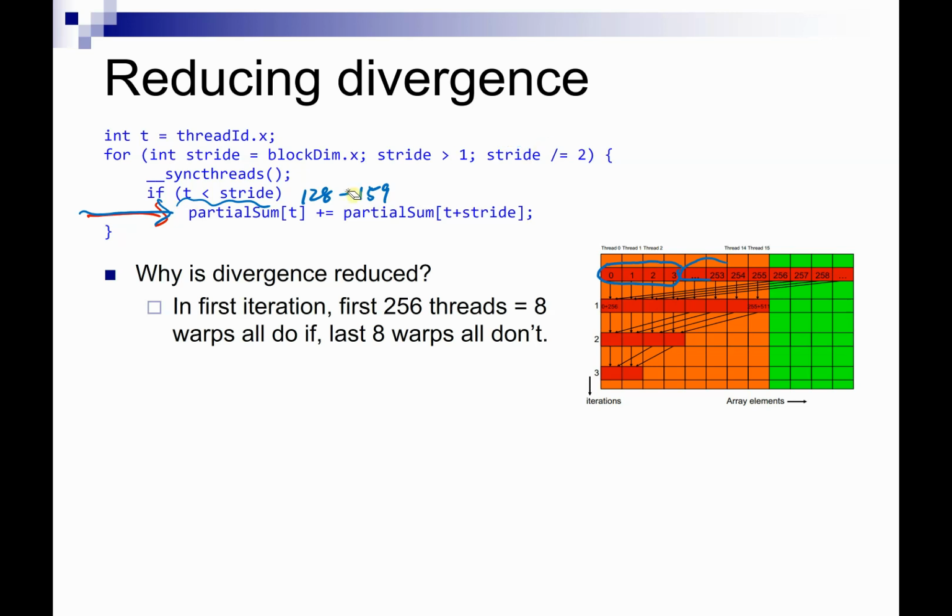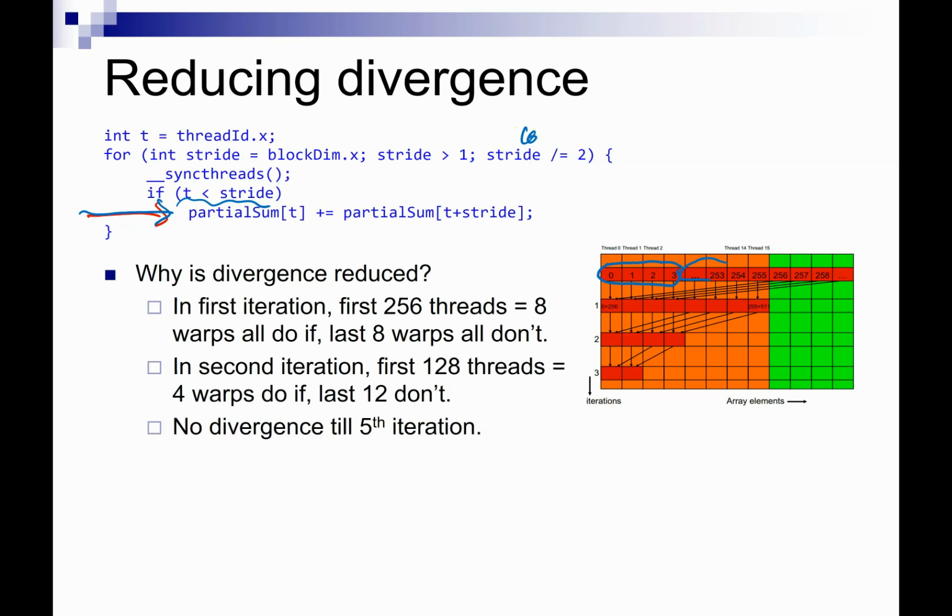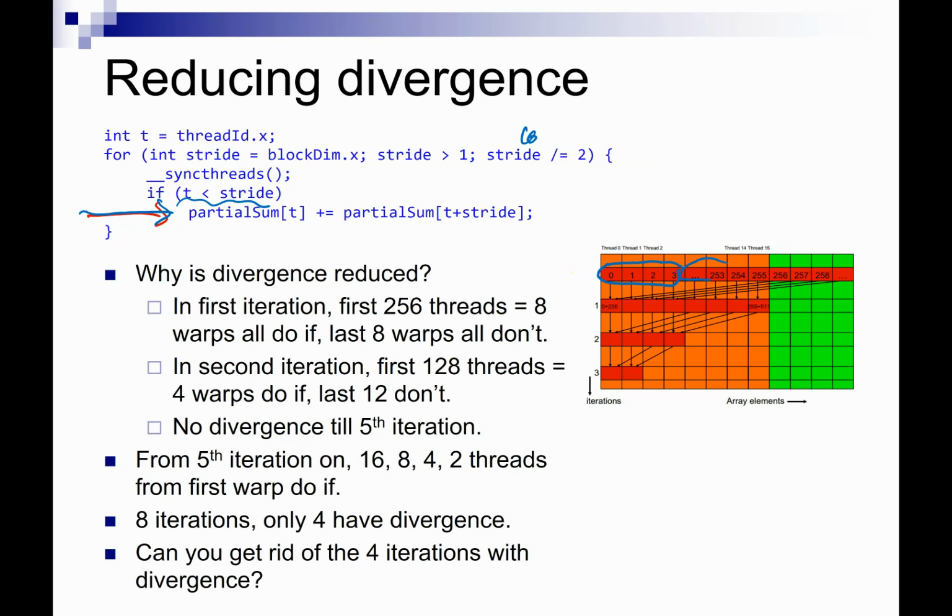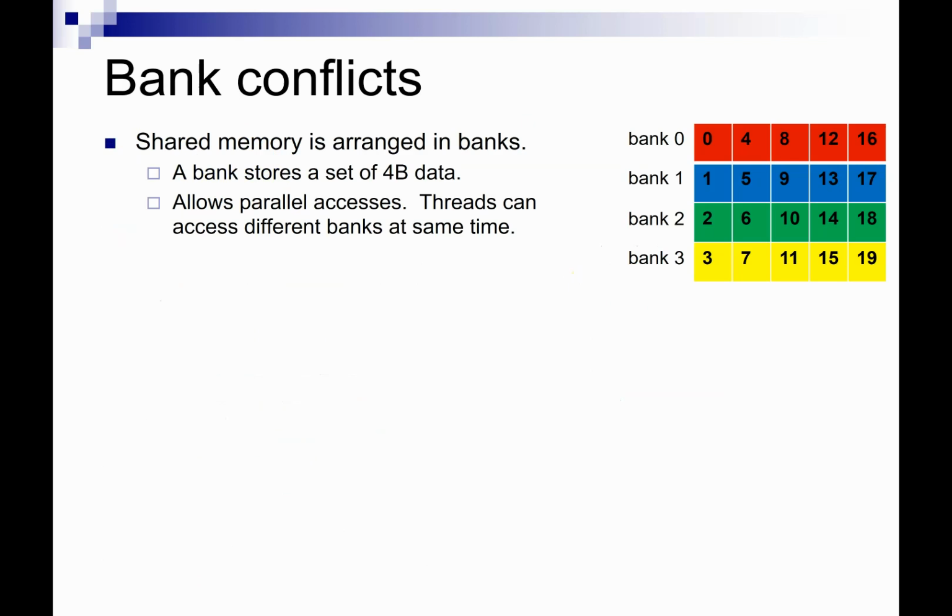In fact, you can go ahead and check that as the stride decreases, it's only when you get down to the stride being 16 that you could get any divergence. Because once the stride is less than 16, then for the first warp, half of the warp is less than 16, and the other half is larger than 16. And as the stride gets smaller, you also have divergence. But we've managed to get rid of the divergence for many of the initial iterations. You can also try to think about whether there's some way for you to get rid of the divergence even in the last 4 iterations of this code.